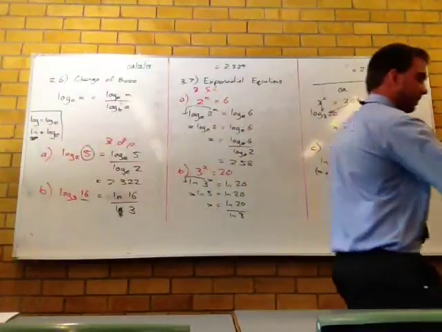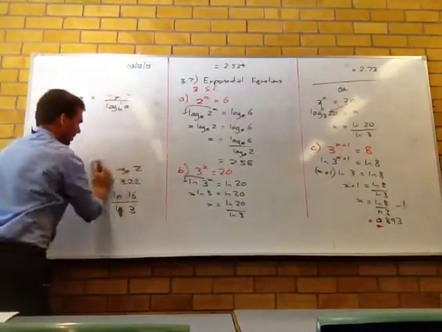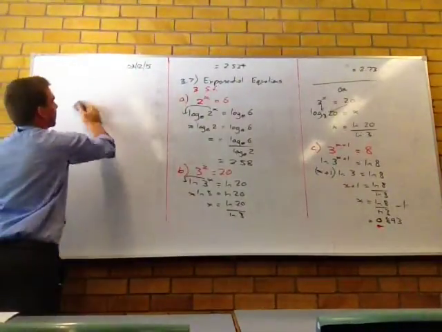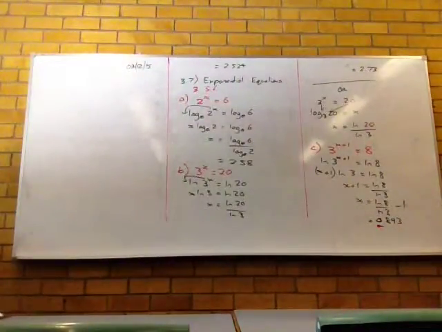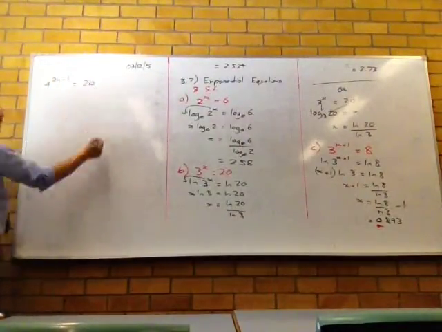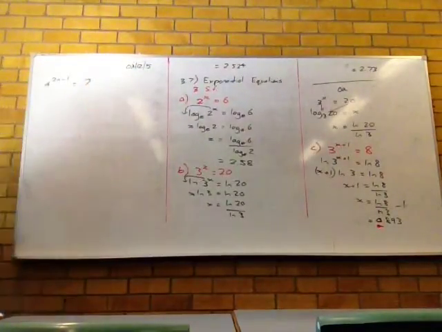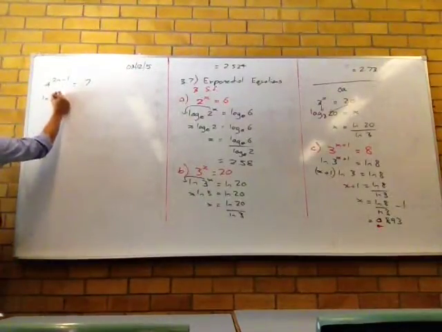Right, last one. Four to the power of 2n, take away 1 is 27. Okay, so the power has to be between what? 1 and 2. Okay, 4 to the power of 1 is 4, and 4 squared is 16, so it has to be somewhere between those two. Alright, introduce the logs.